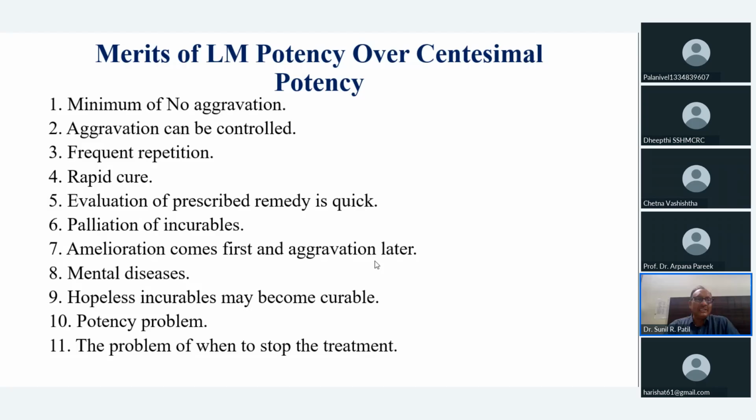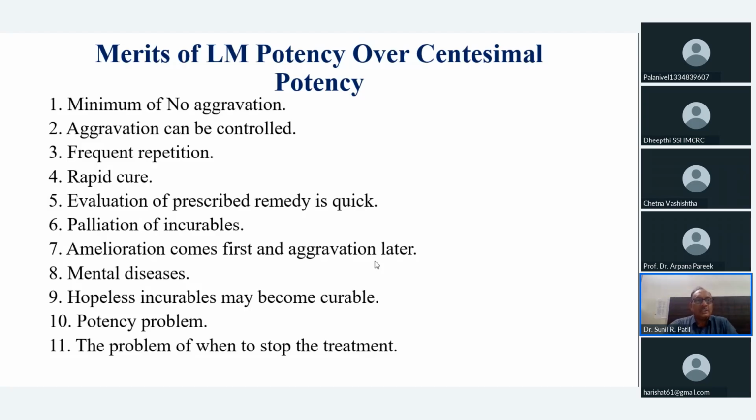And an important thing: palliation of the incurable. The LM potency medicines are the best palliatives in incurable disease, such as cancer. Palliation of the incurable without producing any violent and dangerous aggravation is a very important benefit and merit of the LM potency.